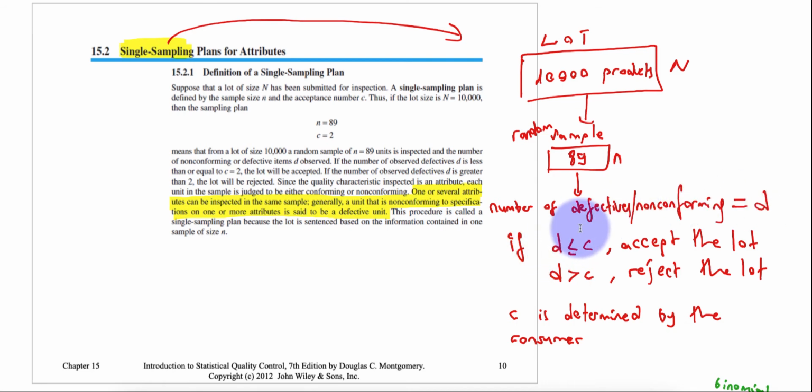And if the number of defectives in the sample is lower than a reference value, we will accept the lot. But if it is greater than that reference value, we will reject the lot. For example, let's say the number of defectives is 2 and C is 3. We will accept the lot. But if you have found 5 defectives in the sample, you will reject the lot, okay? And how can we determine the C then? C will be determined by the consumer, okay? And we will see how we can determine the C also.